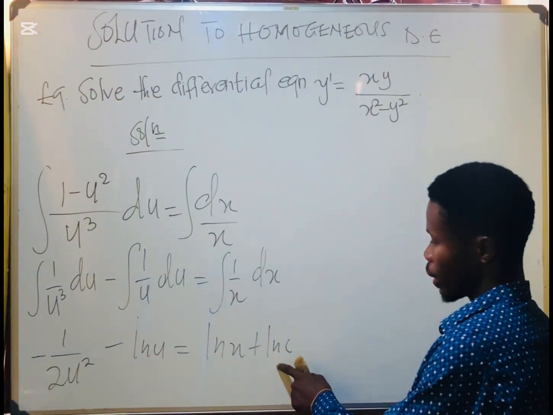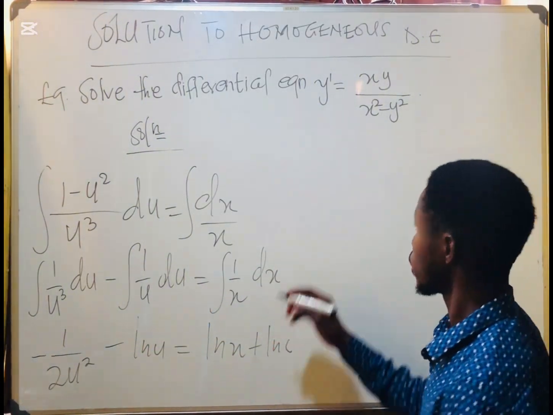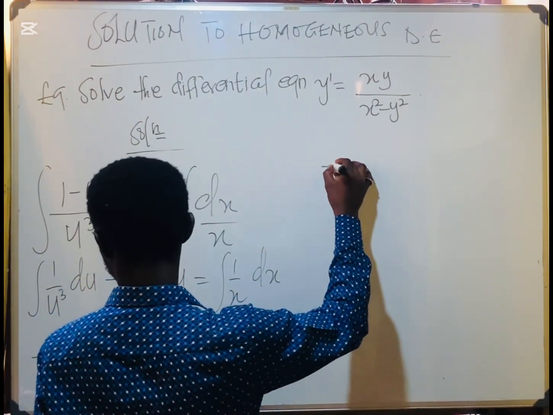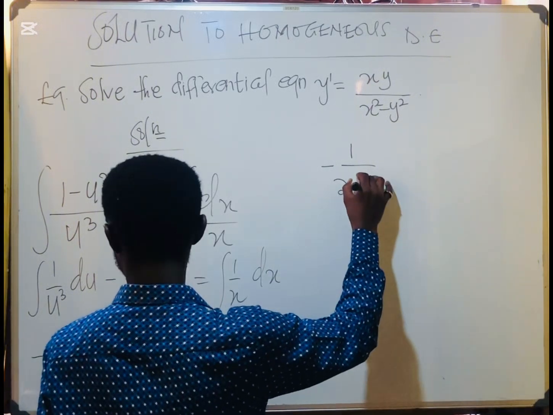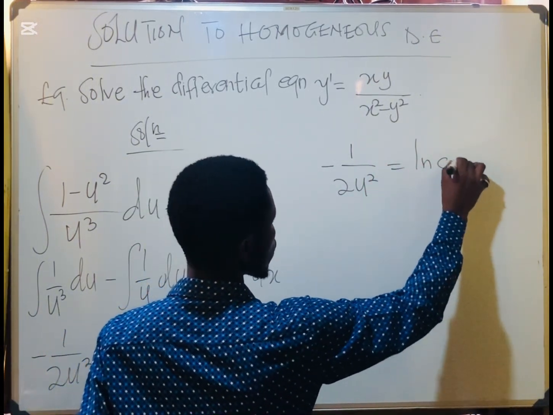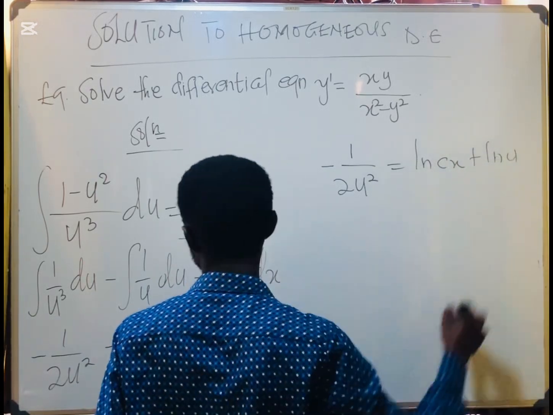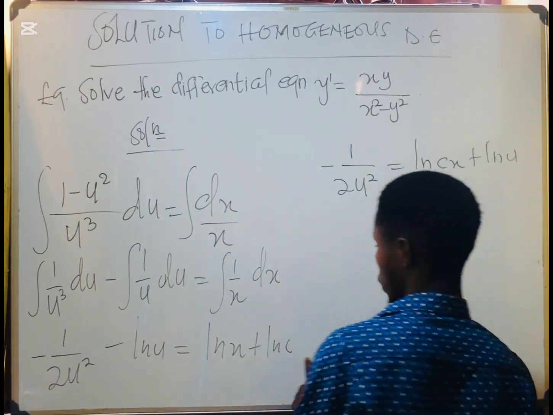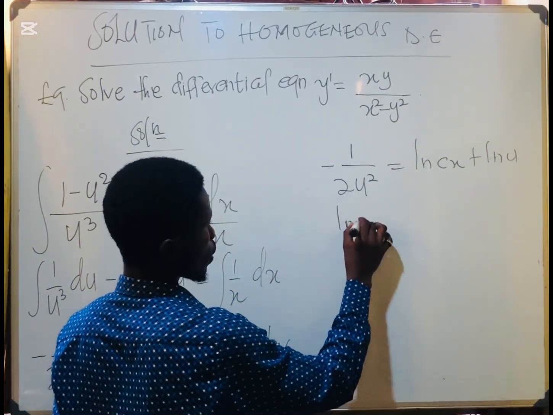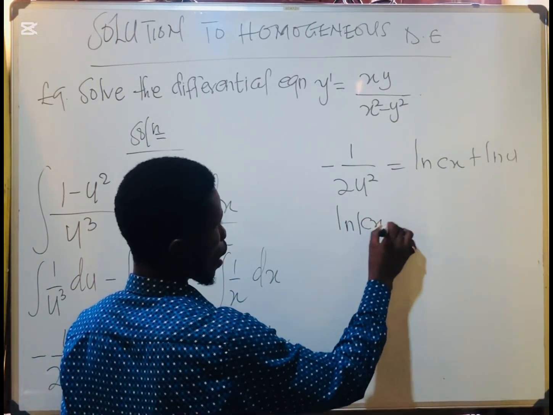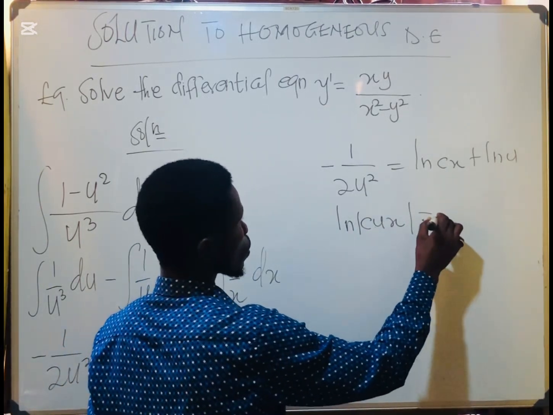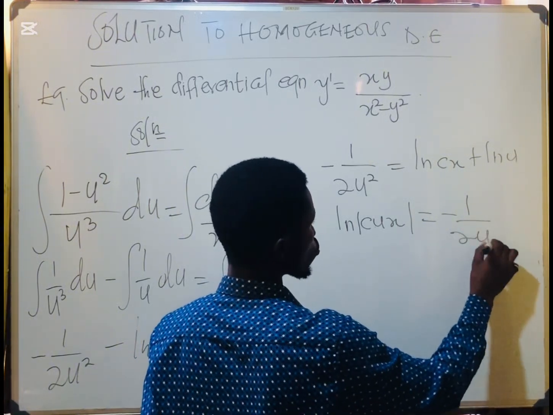ln x plus ln c can be written as ln cx, right? So here's what I'm going to have: negative 1 over 2u squared equals ln cx plus ln u. I'll send this one to this side. Good. So this can also be written as ln cxu, or cux, equals negative 1 over 2u squared.